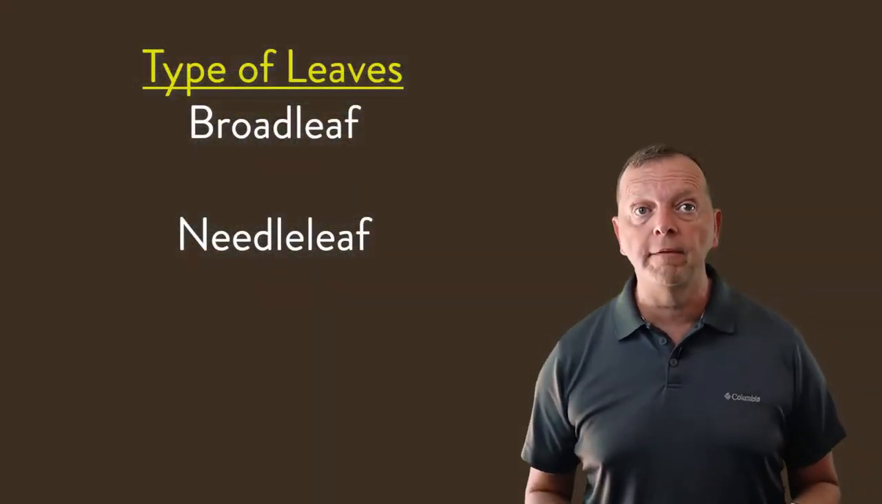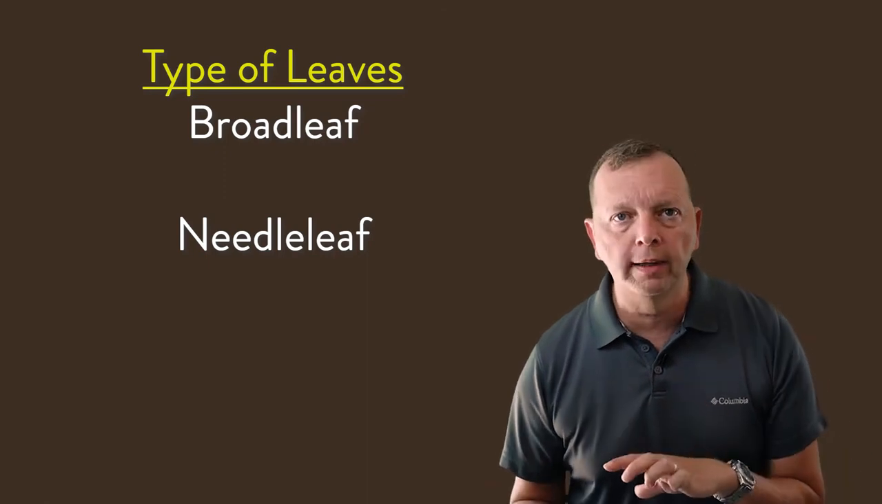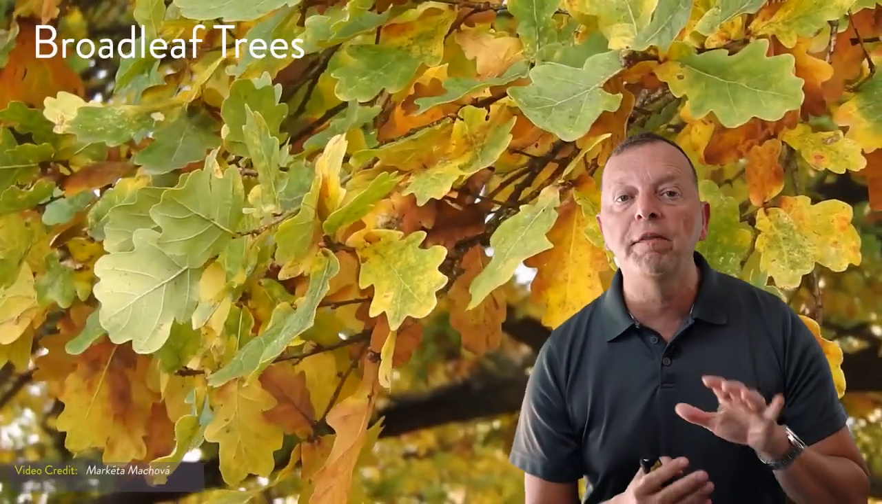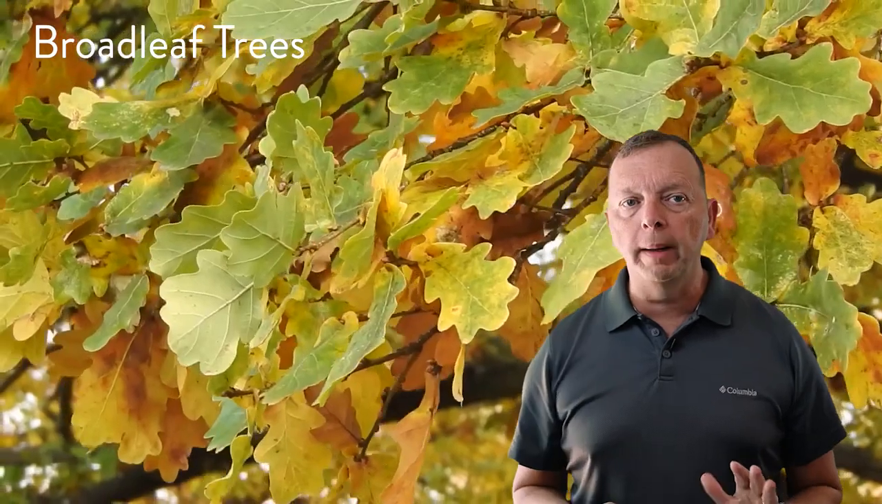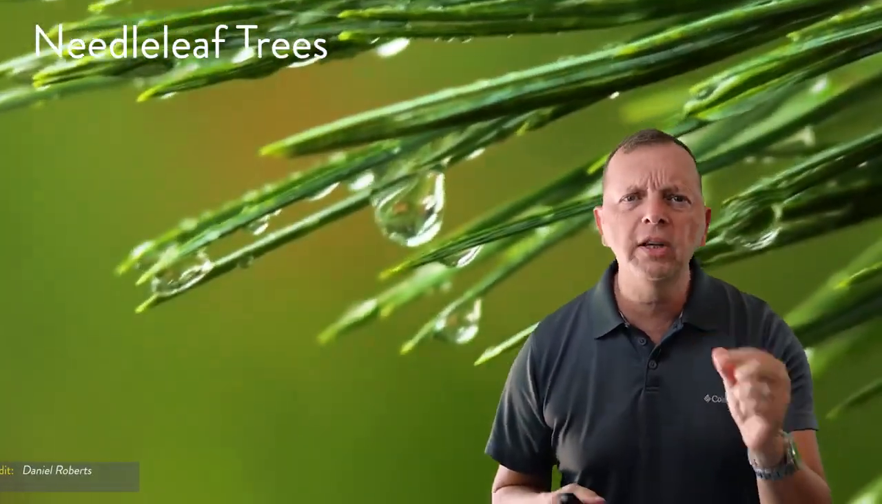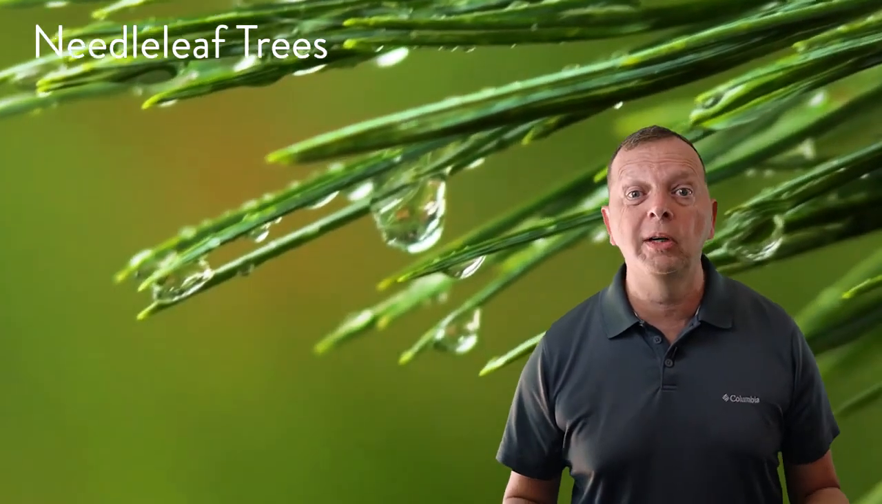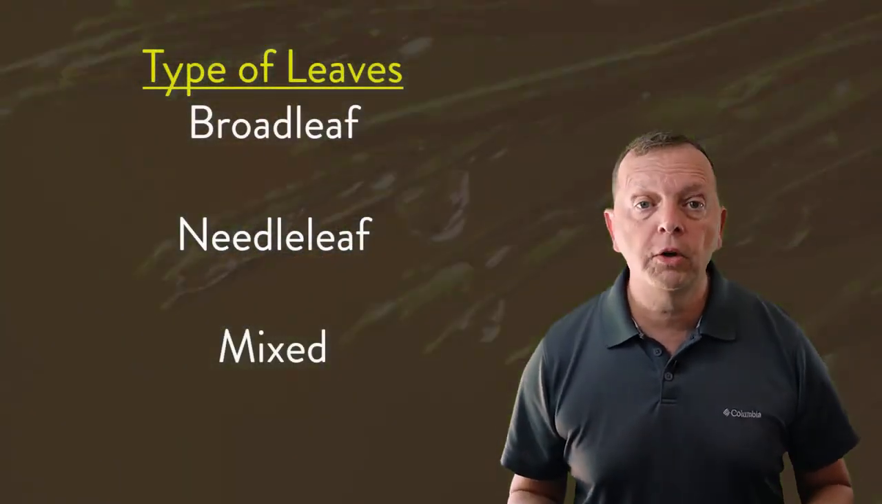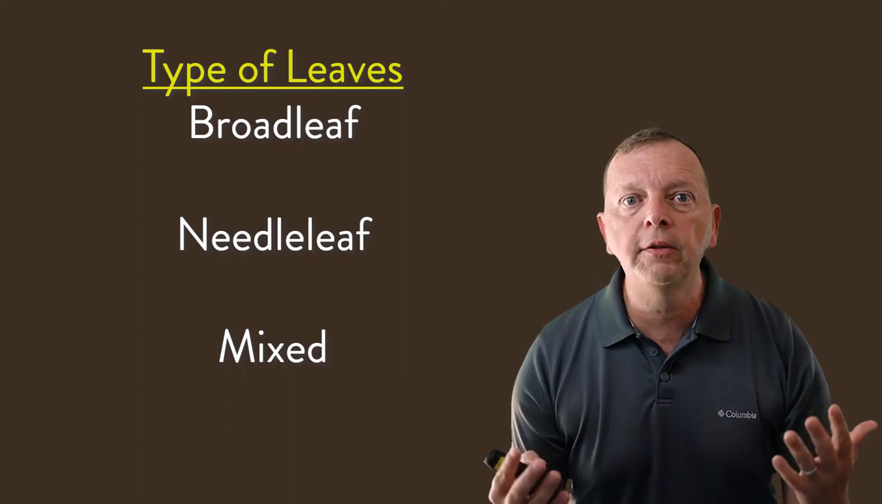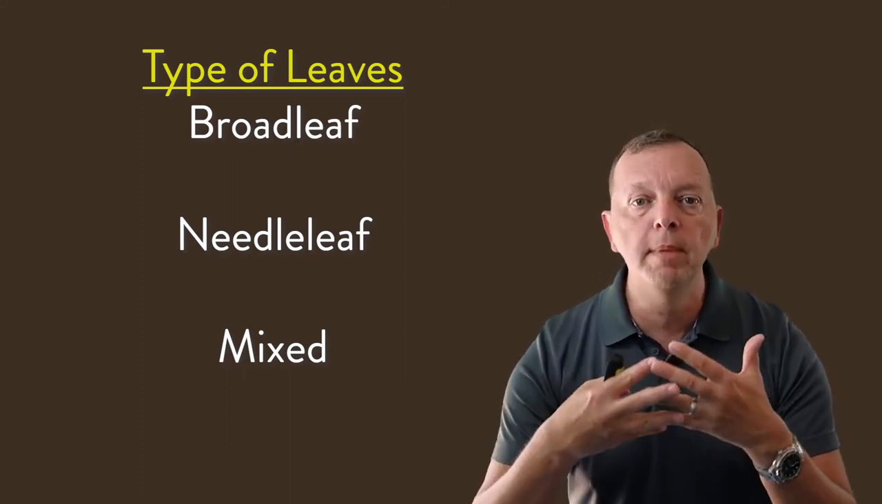First, we can divide forests by the type of leaves that the trees have. There are something known as broadleaf trees, and these are trees with flat leaves like an oak or a maple tree. Needle-leaf trees, also known as conifers, have needle-type leaves, much like what you find on a pine tree or a Christmas tree. Now, if a forest has both broadleaf trees and needle-leaf trees, they are often called mixed forests.